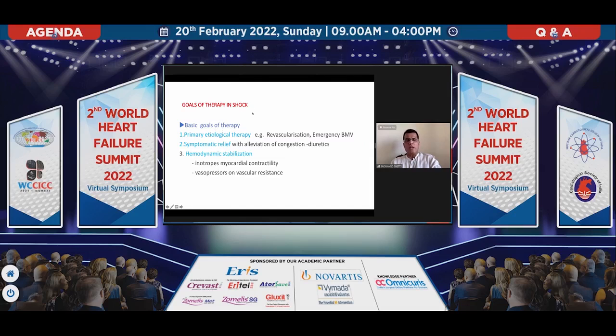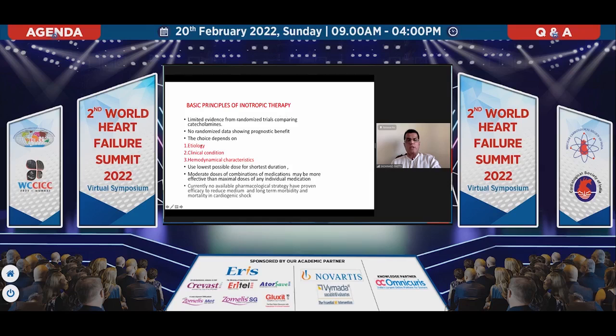The goals of therapy of shock in heart failure are primary etiological therapy, revascularization, emergency surgery, etc., and symptomatic relief with relief of congestion. Diuretics we may have to use, but we have to carefully assess the venous return, and also hemodynamic stabilization by the inotropes or vasopressors. Remember, inotropes increase the myocardial contractility, vasopressors increase the vascular resistance. We can't use inotropes alone. In a case of shock, we have to use vasopressors also. And what are they? We will discuss. The basic principles of inotropic therapy are etiology, clinical condition, and hemodynamic characteristics. We know that the lowest possible dose should be used for the shortest duration.